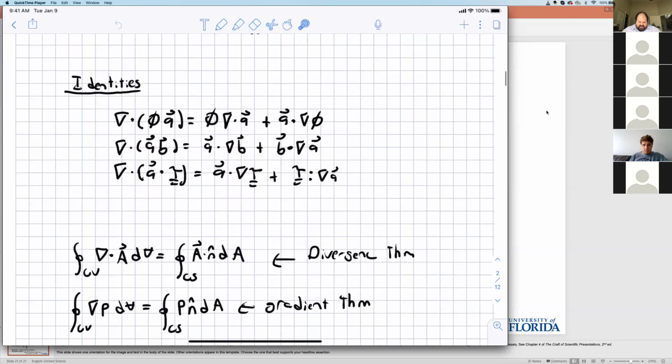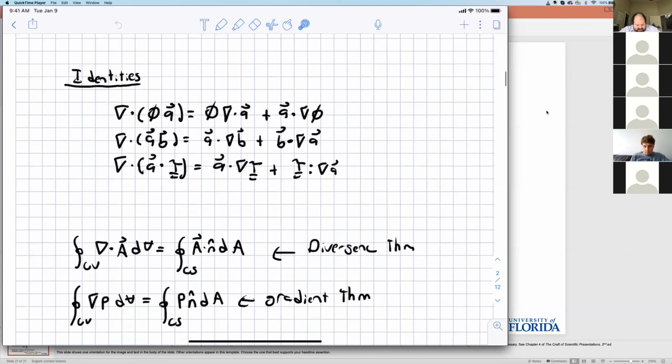And then there is a product rule for the divergence of a vector dotted with a tensor. Because again, this whole quantity here is a vector. And it's A dot grad tau plus tau double dot grad A. Actually, I'm missing a dot. There's a dot right there: A dot the divergence of tau, plus the double dot product of tau with grad A.